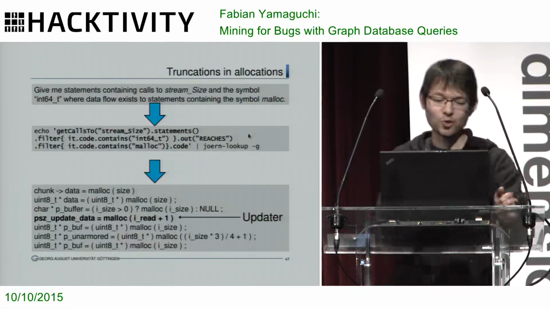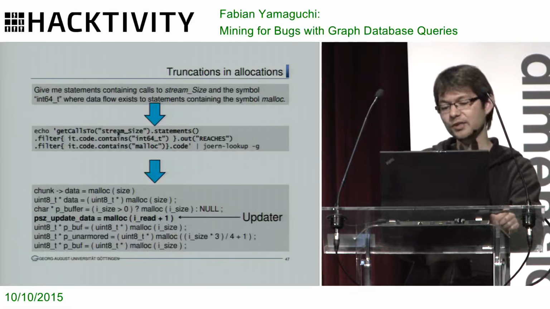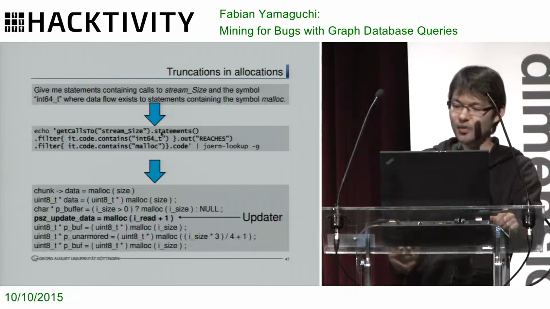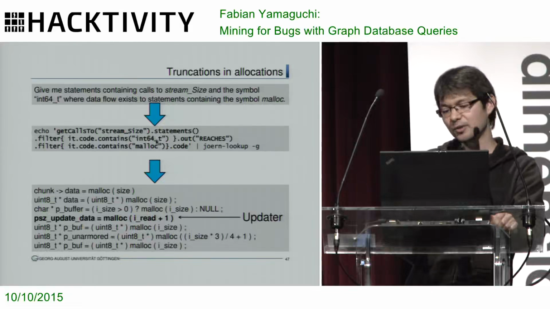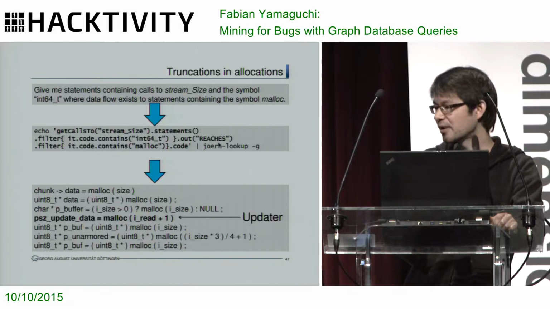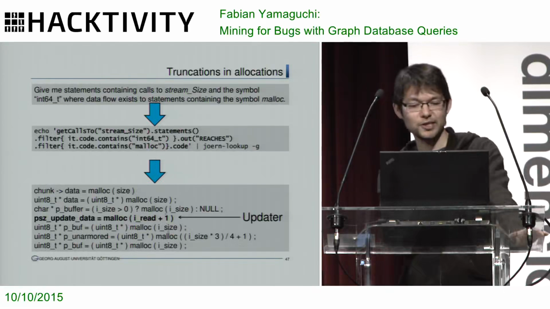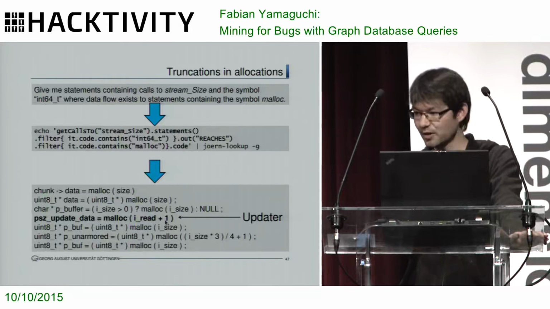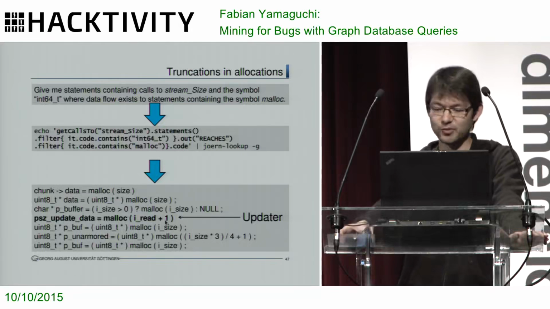And this query is much smaller, right? There's get calls to, so get calls to stream size, go to the enclosing statement. From there, take only those that contain int64, and now follow data flow and see what we can actually reach, and filter out only those where malloc appears. So these are allocations connected to the stream size call. And this is what you get. Not very much. They're not too interesting, except for this one, because this one is in the automatic updater.